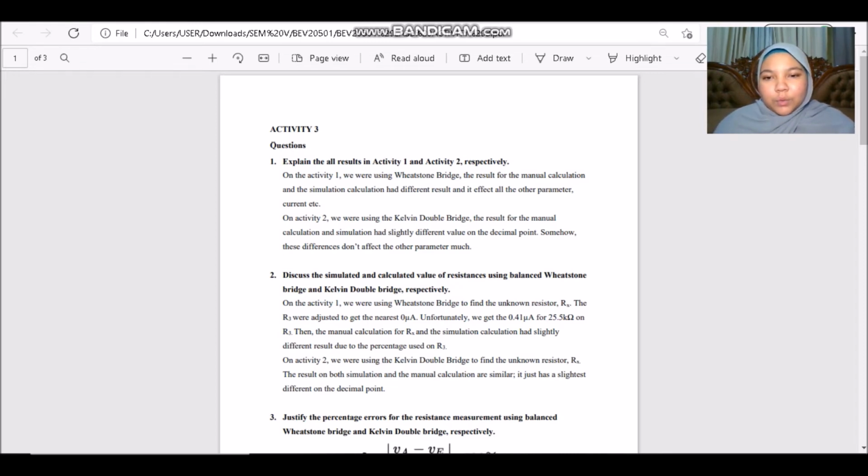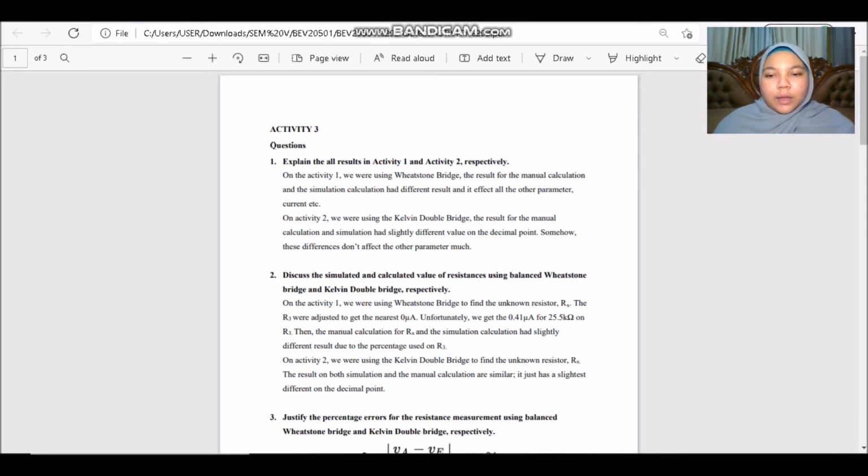In activity 2, we were using the Kelvin Double bridge. The results for the manual calculation and simulation had slightly different values at the decimal point. Somehow these differences don't affect the other parameters much.